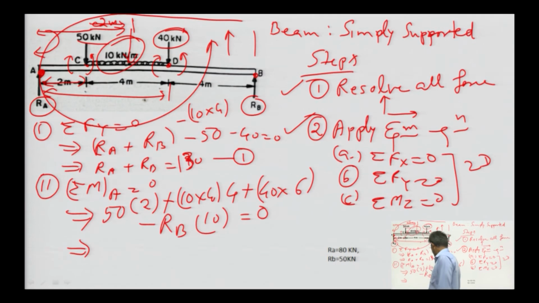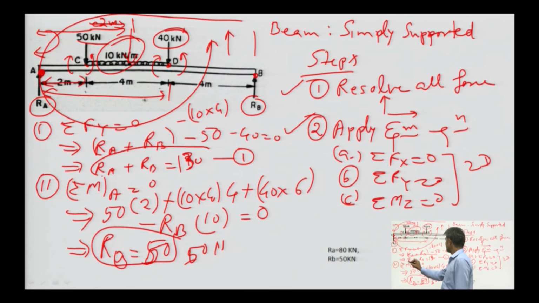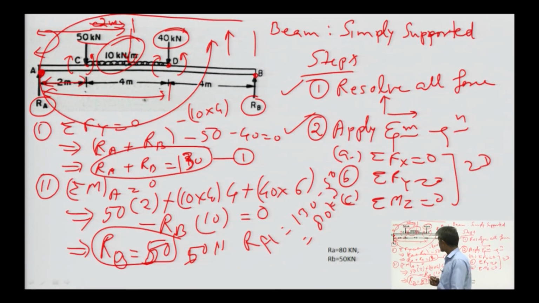So, by solving this equation, we will have the value of R B as 50 Newton. Since R A plus R B is 130, therefore value of R A will be what? It is 130 minus 50 means 80. So, these are the detailed steps in calculating the support reactions.